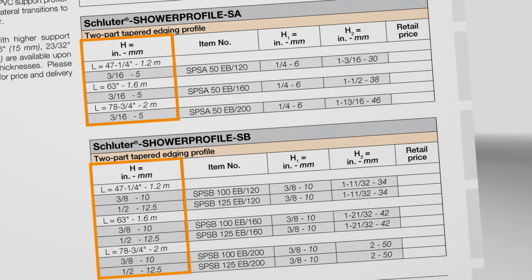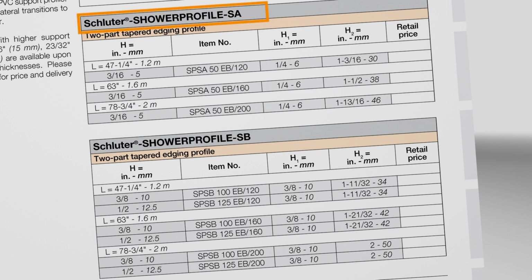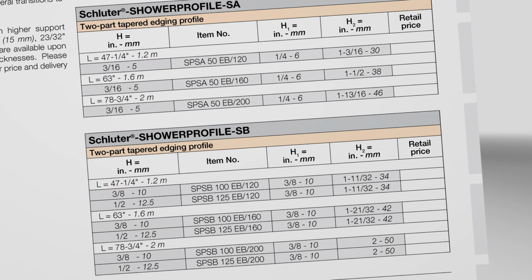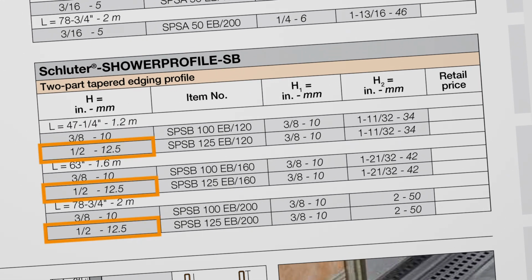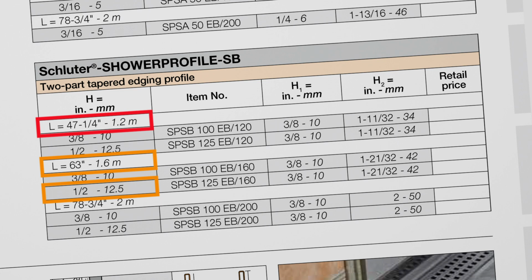The first column, H, is for the thickness of the floor tile and setting material. Here, we can see that the shower profile SA has a height of 3/16 of an inch, and for the SB, we have a choice of 3/8 of an inch or 1/2 inch. We will choose the SB version, since it can accommodate 1/2 inch thick coverings. Our shower sides are 51 3/4 of an inch long, so we will need to choose the SB in a 63-inch length, as the 47 1/4 inch size would be too short.